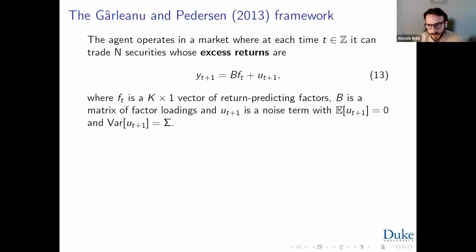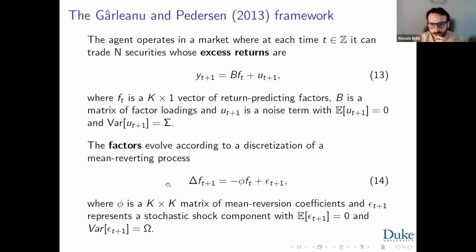So just to give you a quick idea of what this market is, you can have capital N assets at any point in time. The excess returns are described with a factor model, where these factors evolve according to a mean reverting process. So essentially, you can have the return of each asset described as the sum of mean reverting factors. So there is a mean reverting dynamic in the market. But the way we are going to train reinforcement learning is that the algorithm doesn't know about this mean reverting dynamic. And the idea is, let's see if it's able to retrieve that given dynamic.